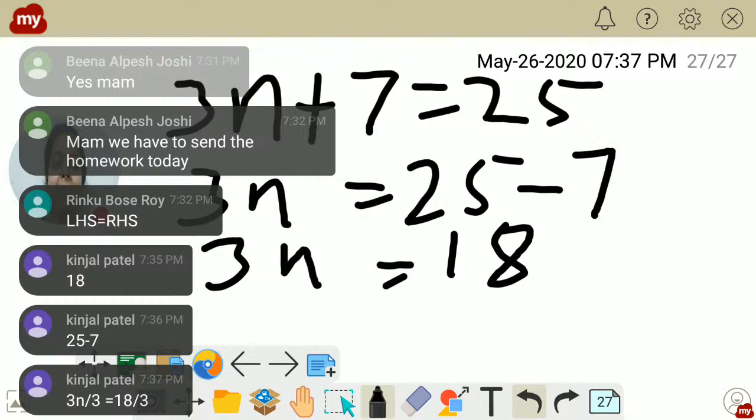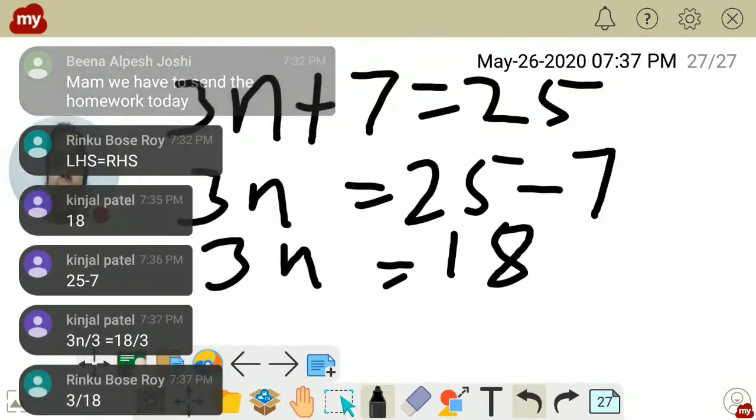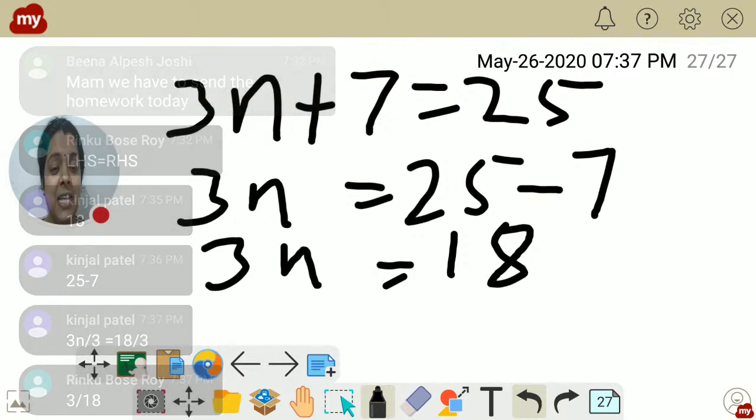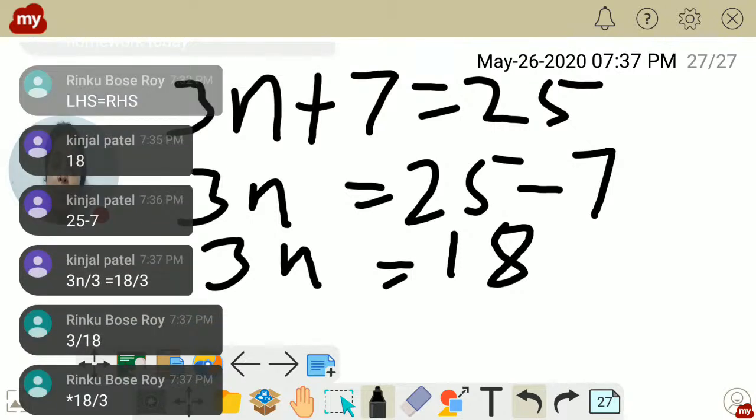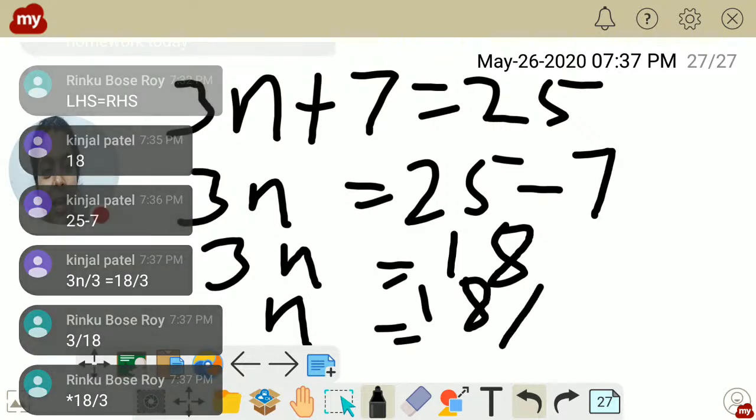Very good. Okay, correct. No, no, there is a slight mistake. It's not 3 by 18, because 18 is already a numerator and we are not going to touch it, right? Because 18 has not reached n's house. Yes, correct. Very good. So the next step is n is equal to 18 by 3.